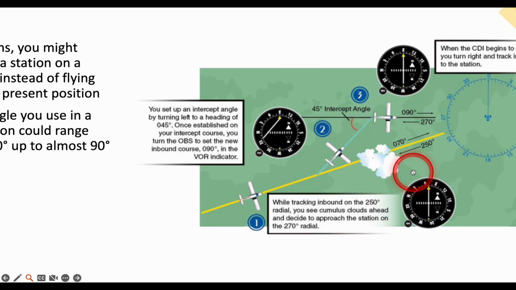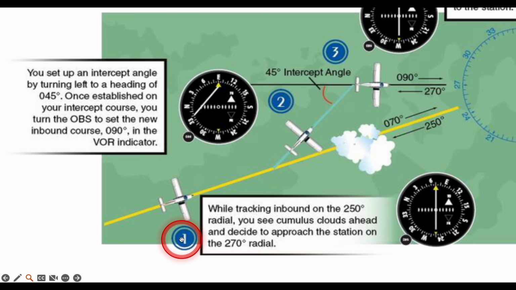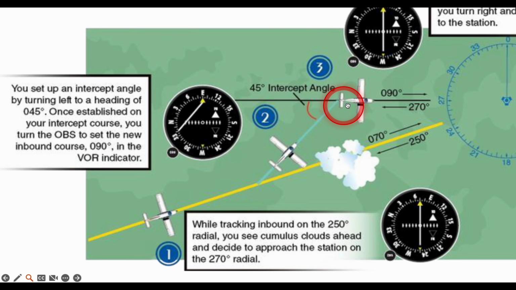What that would look like, if we look at position number 1 right here, is this airplane has a to flag and they're flying on the 250 radial on a 070 heading. So that's what that would look like, 070 on top, 250 on the bottom. But they notice there's some weather up ahead, so they decide to change course and intercept a new radial.